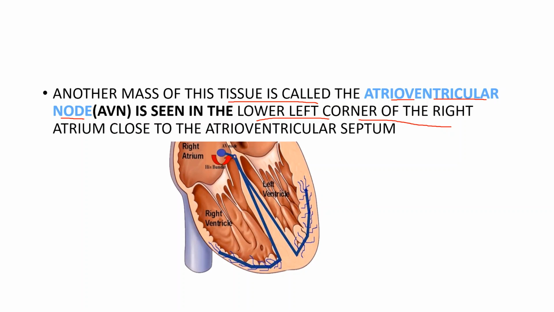It is present close to the atrioventricular septum. We can observe that the atria and ventricles are separated by the AV septum, or atrioventricular septum. So this AV node is present in the lower left corner of the right atrium, close to the atrioventricular septum, or close to the AV septum.